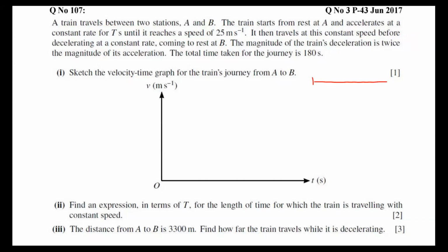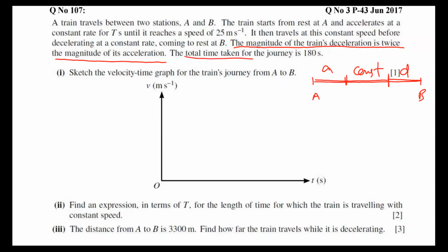It means from A to B, we have a very clear picture: first it is accelerating, then moving at constant speed, and then decelerating. So acceleration, constant speed, and deceleration. This is the whole story. But the important thing is what here? The magnitude of the train's deceleration is twice the magnitude of its acceleration, and the total time is 180 seconds.